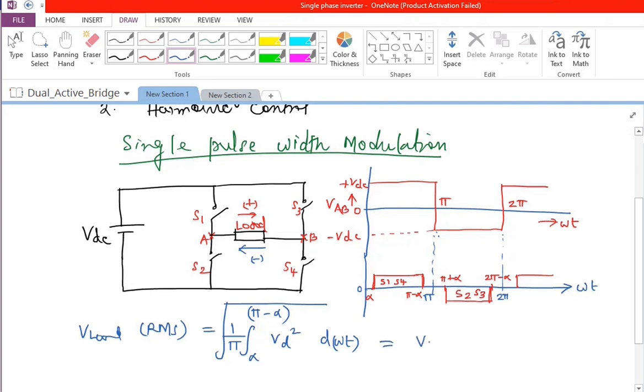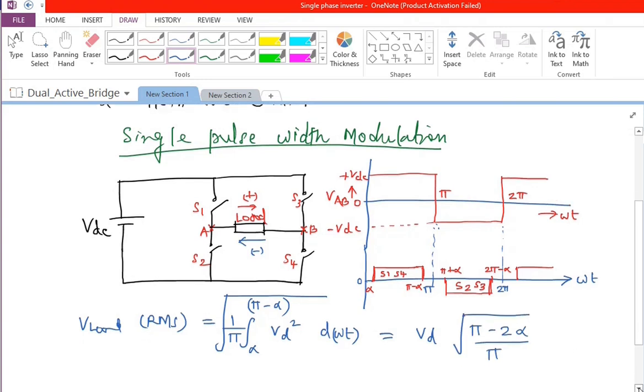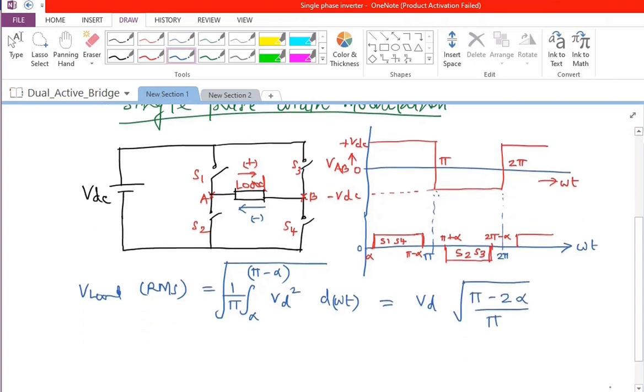So we can take Vd out, and d omega t when you integrate, it is going to be omega t. So when you substitute the limits, it is going to be pi minus 2 alpha divided by pi, because pi minus alpha minus alpha. So this is going to be the square root of this. So this is the RMS value. So when we had alpha equal to 0, that is when we had square wave inverter.